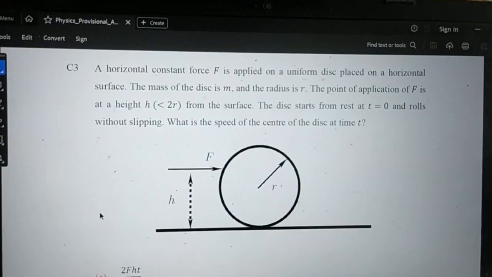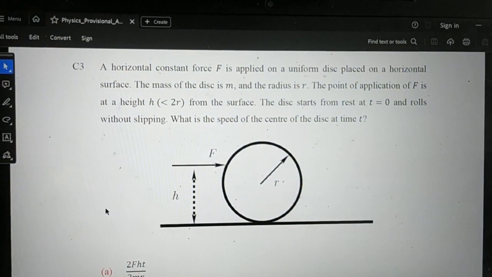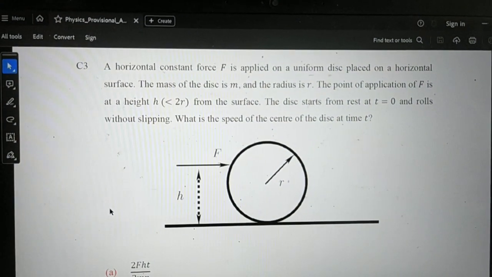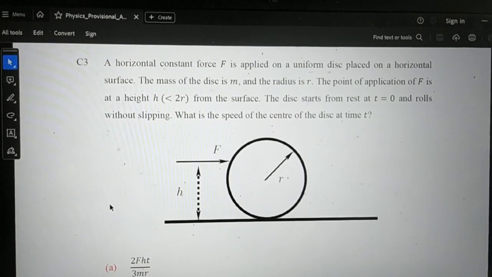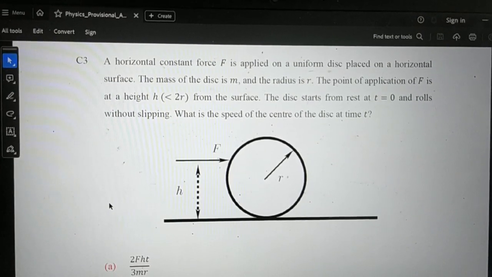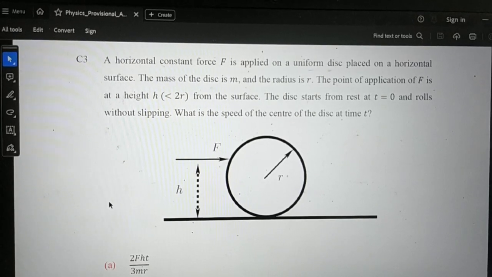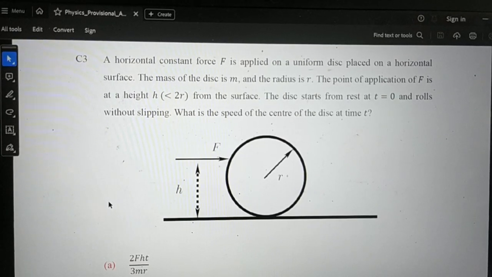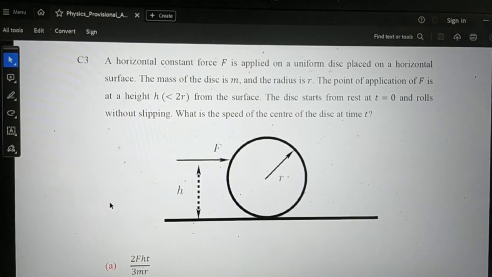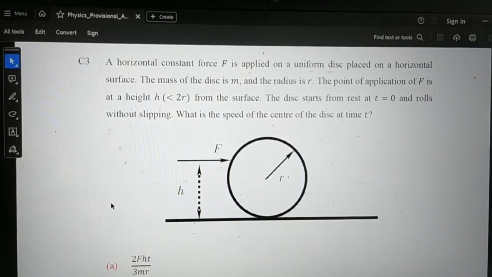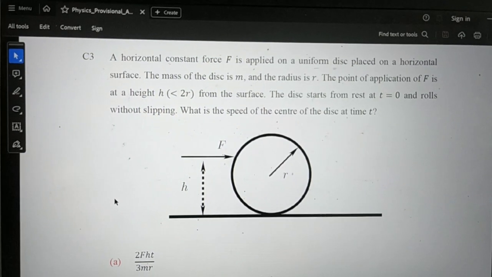A horizontal constant force F is applied on a uniform disk placed on a horizontal surface. The mass of the disk is m, and the radius is r. The point of application of F is at height h, which is less than 2r from the surface. The disk starts from rest at t equal to 0 and rolls without slipping. What is the speed of the center of the disk at time t?